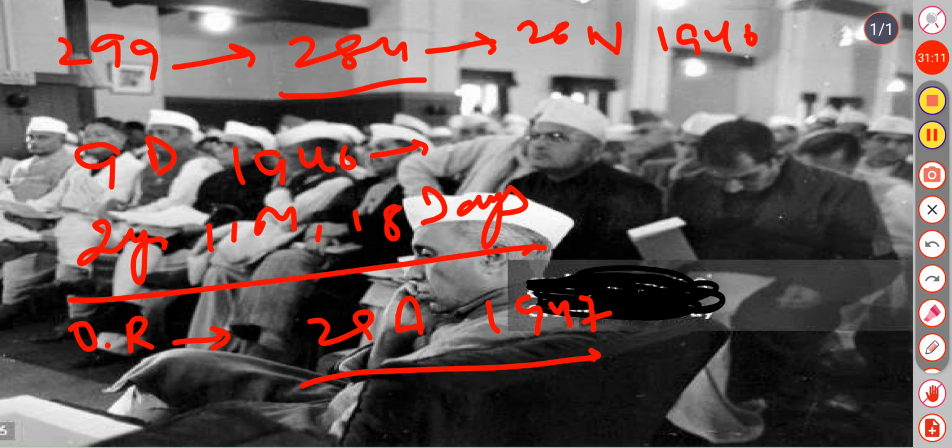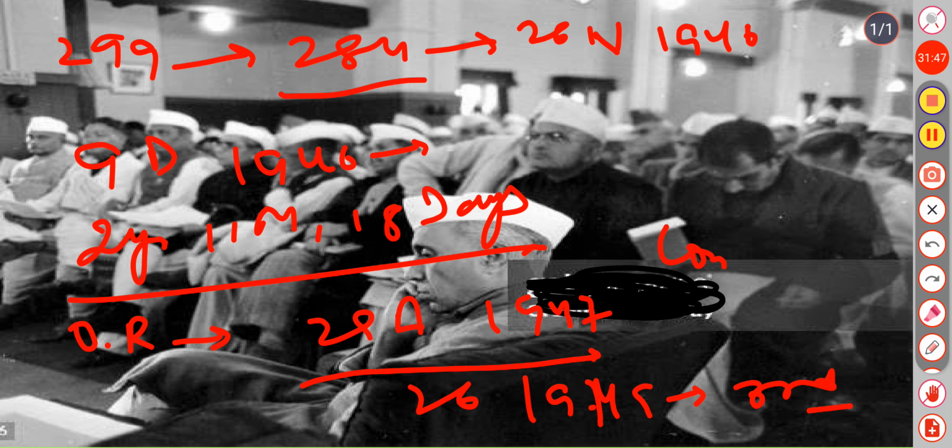Krishnamachari, right? The third and final reading of the draft was completed on 26 November 1949. So this was the third reading completed. And the signature of the President of the Assembly was appended to it, and the Constitution was declared as passed. So this is important, right?